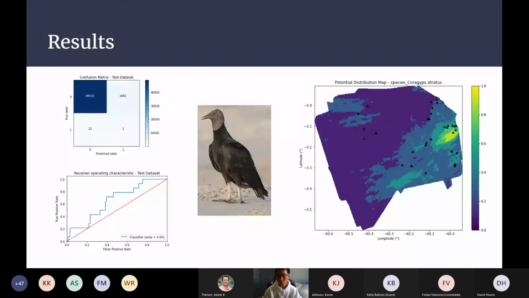And also we can see the potential distribution map for this species, the black vulture, and it indicates the probability of occurrence of the species at each point of the region of analysis based on its environmental conditions and the predictive variables that were used for the model.